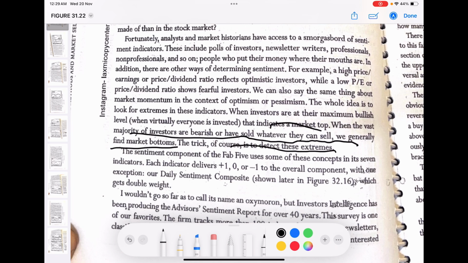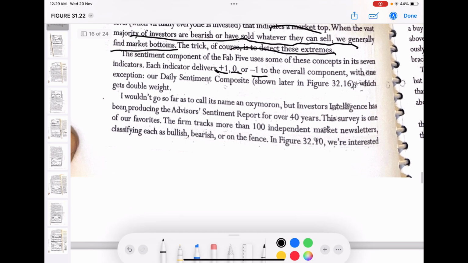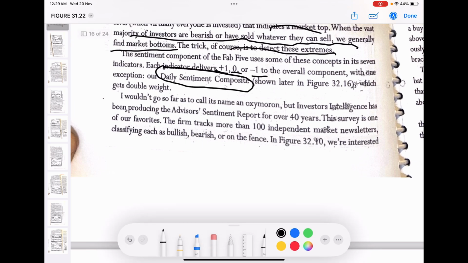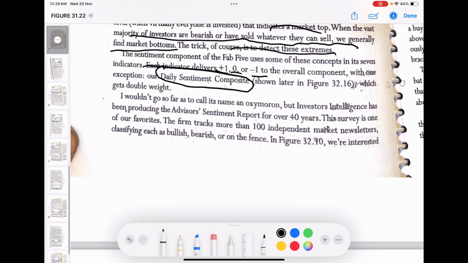The sentiment component of the Fab 5 uses some of these concepts in its 7 indicators. Each indicator gives plus 1, 0, or minus 1 to the overall component, with one exception: our daily sentiment composite, which gets double weight. So whatever the daily sentiment is in this case, that's going to get the double weight.